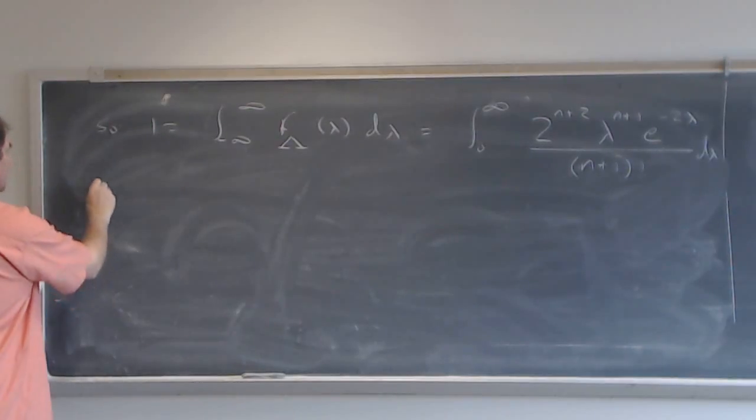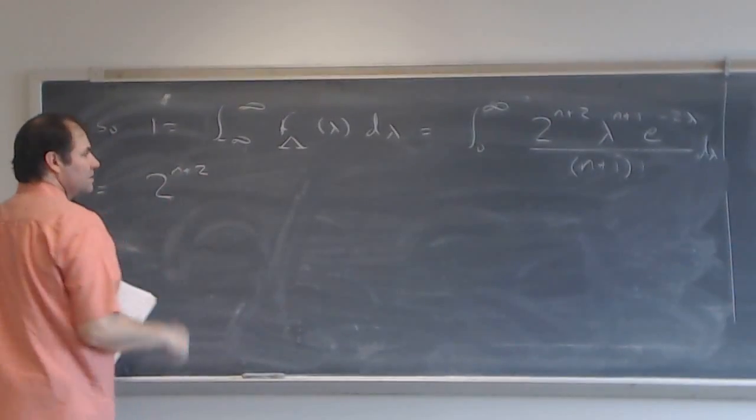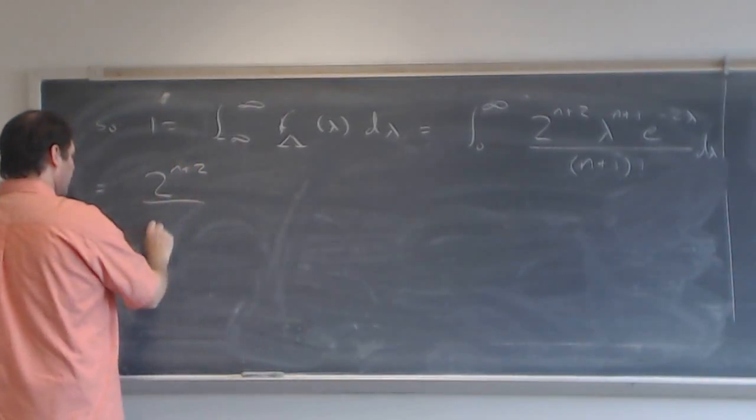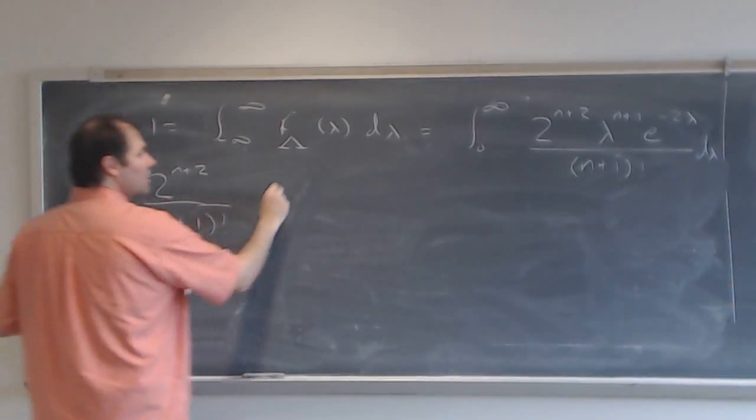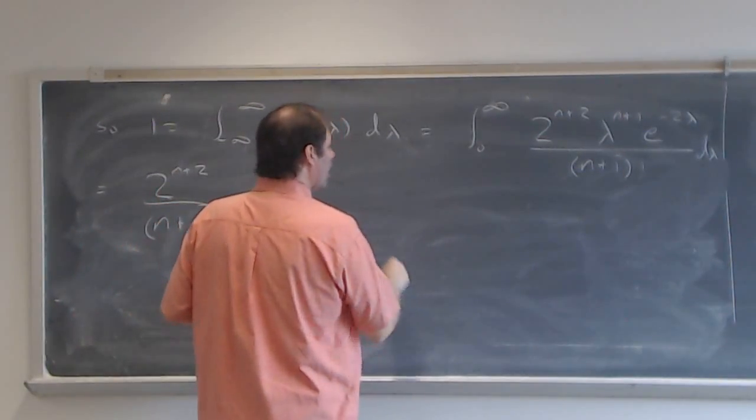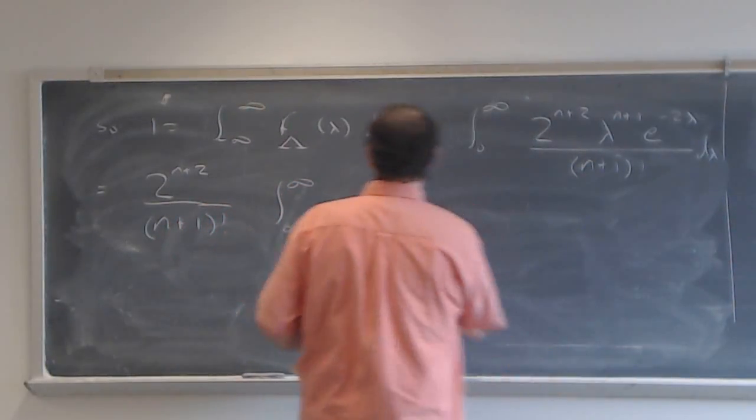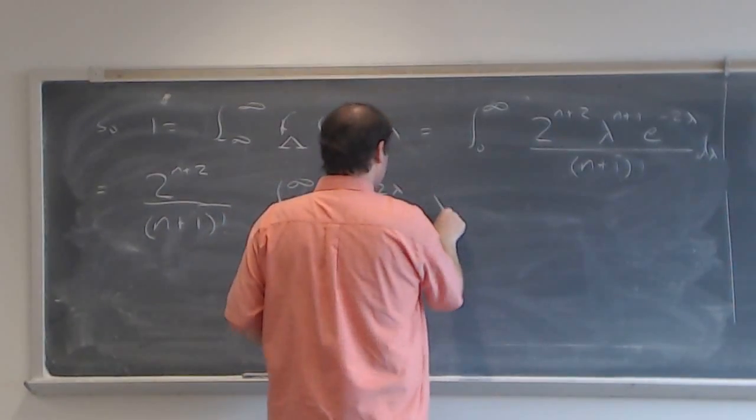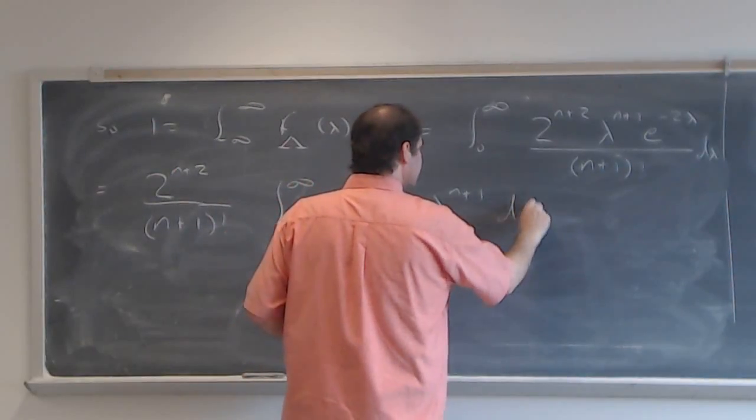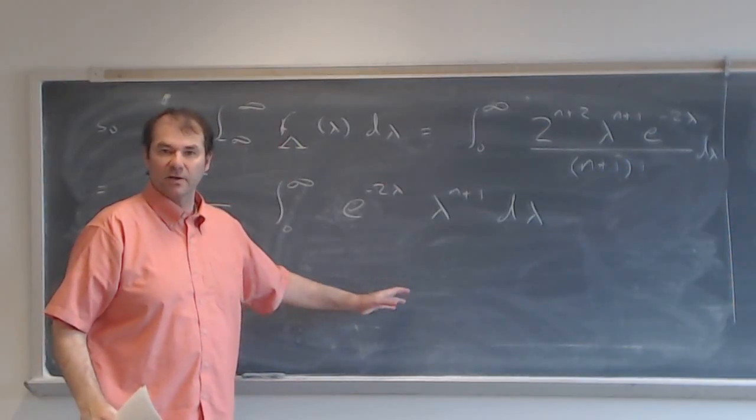Okay, we can pull certain things out. The 2 to the n plus 2 doesn't have anything to do with lambda, so I can pull that out. And the n plus 1 factorial, we can pull it out. And we're left with the integral from 0 to infinity of e to the minus 2 lambda, lambda to the n plus 1, d lambda. Well, that's the form of what we had in our solution.